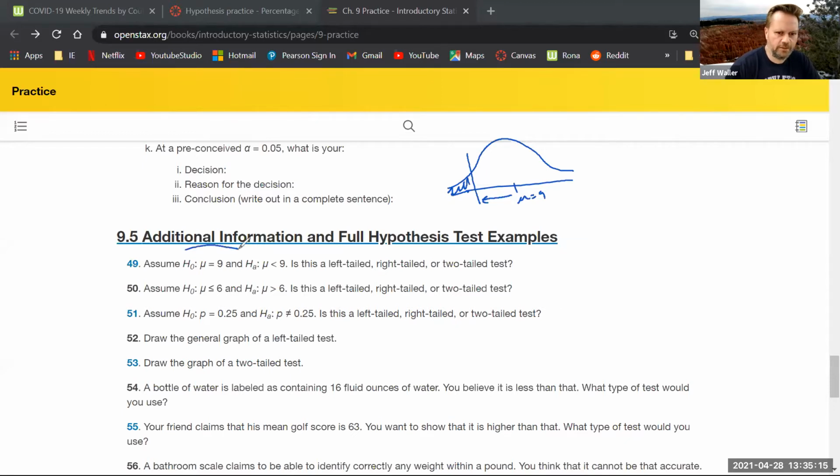Which one of these will be a two tail test? 51. Yes. That'll be a two tail test, because not equal to means up or down, means greater or less.